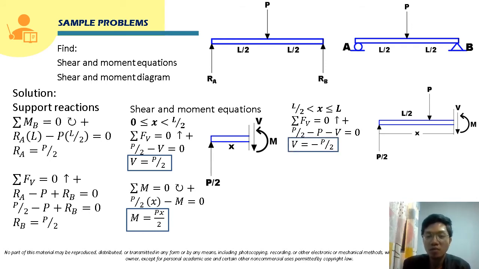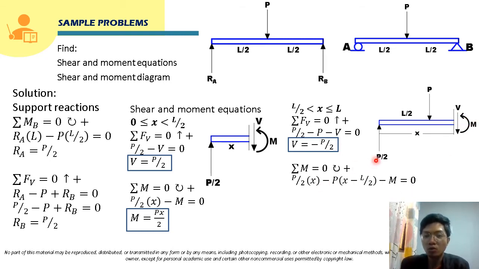So this will now be the shear equation from this point up to this point of the beam. This will only be applicable for the segment L over 2 to L. Now, for the moment equation, we're just going to take moment at the section where we cut the segment, so that the shear force will be cancelled. The moment of P over 2 is P over 2 times the moment arm, which is x.